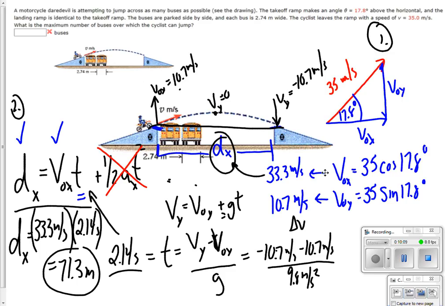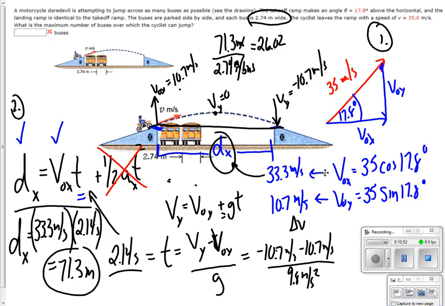And now we can just kind of wrap this thing up. The question is asking us about how many buses. So if each bus in my problem is 2.74 meters wide, and he travels 71.3 meters, and each bus is 2.74 meters per bus, right? Then I'm going to get buses. So 71.3 divided by 2.74, with my numbers, I get 26.02 buses.